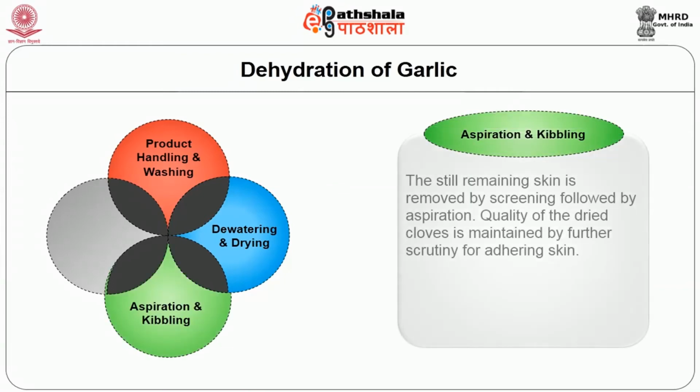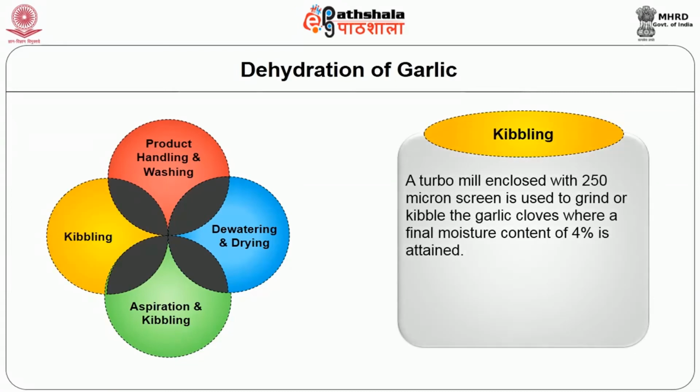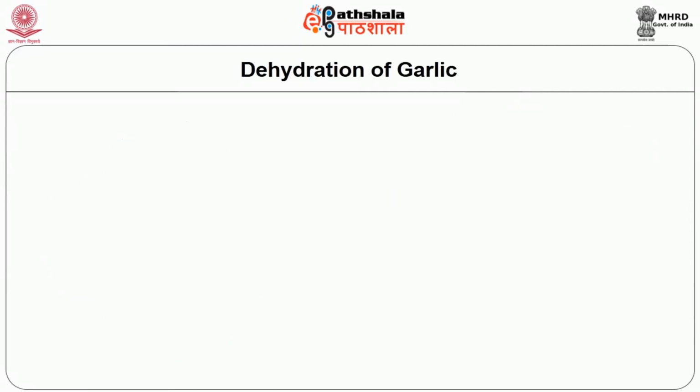In aspiration and kibbling, the still remaining skin is removed by screening followed by air aspiration. Quality of the dried cloves is maintained by further scrutiny for adhering skin. In the step of kibbling, a turbomill enclosed with a 250 micron screen is used to grind or kibble the garlic cloves, where a final moisture content of 4% is attained.